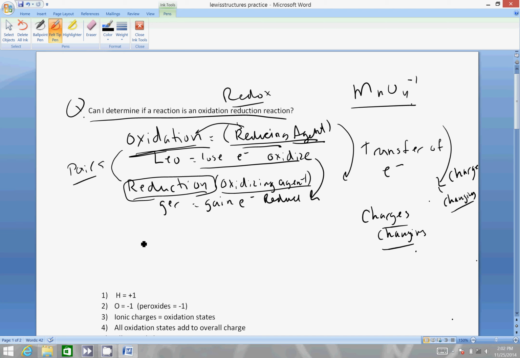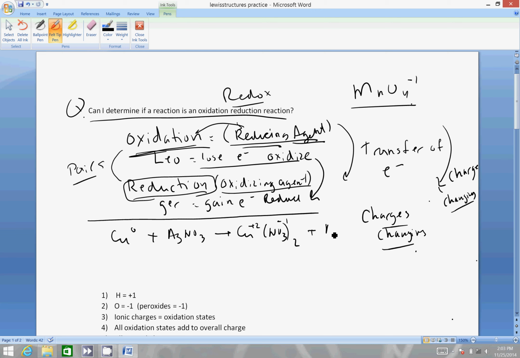If I have a simple redox, let's go with an example here. Copper metal plus AgNO3 goes to copper plus 2 and NO3 minus 1, and now the silver has no charge. So it's easy to see that the copper and the silver are swapping charges. Copper is going to a plus 2, the silver is going from plus 1 to a 0. So it's easy to see, but sometimes it's not as easy to see those underlying charges.